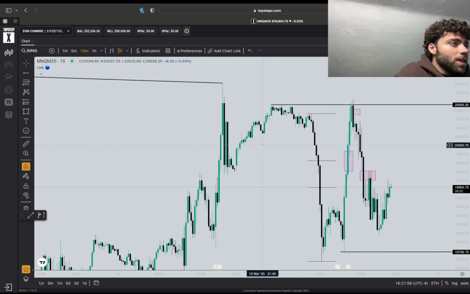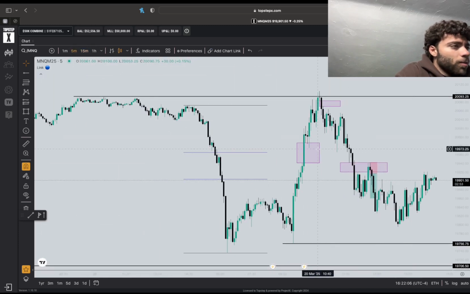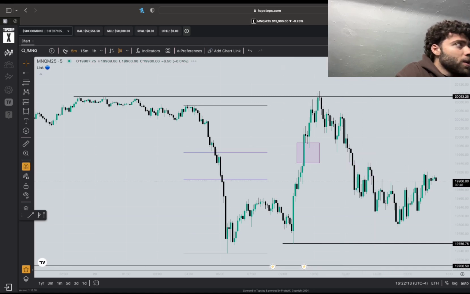But as we see, we only take out these highs from yesterday, the high of the day yesterday, and we immediately sell off. But we can go further down and check out the long opportunity I missed out on.